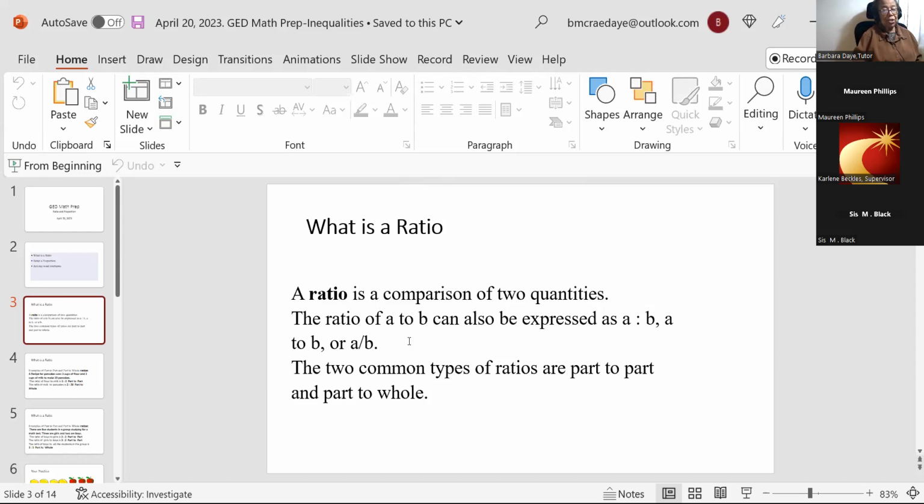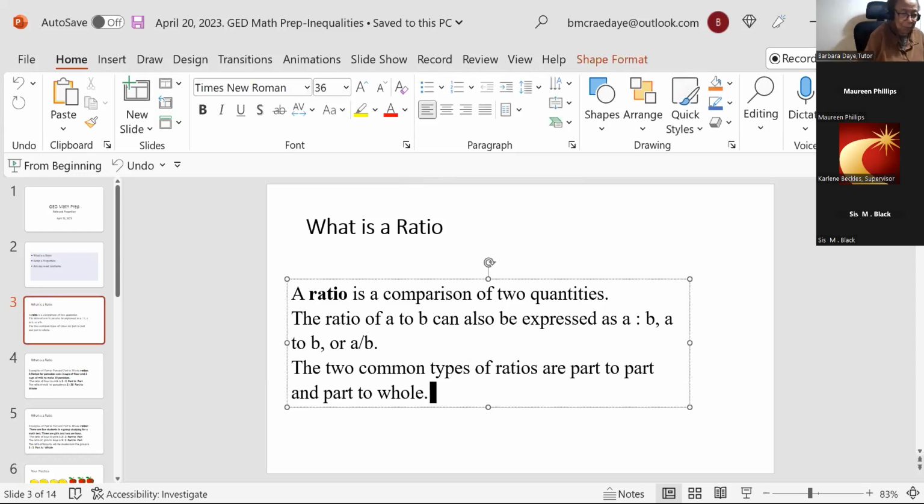Now, the common ratios we'll be looking at are part to part and part to whole. Now, do you have an idea of the difference? Maureen, what do you think the difference is between part to part and part to whole? Let me give you an example. Part to part. Say we have 5 girls. Part to part means 5 girls and 8 boys. Or part to whole.